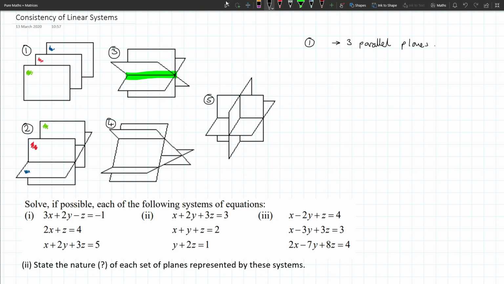I've labelled this number 1. 3 parallel planes. If 3 planes are parallel, then they cannot be consistent because they don't intersect anywhere. So there's no solutions.